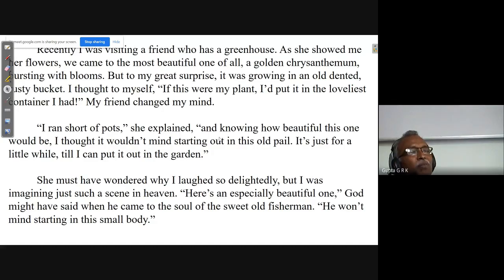She must have wondered why I laughed so delightedly, but I was imagining just such a scene in heaven. And here is an especially beautiful one, God might have said when he came to the soul of the sweet old fisherman. He won't mind starting in a small body.